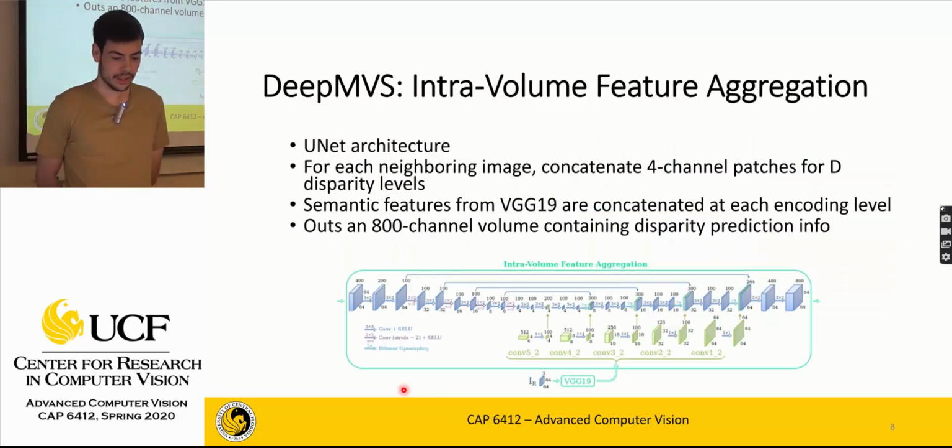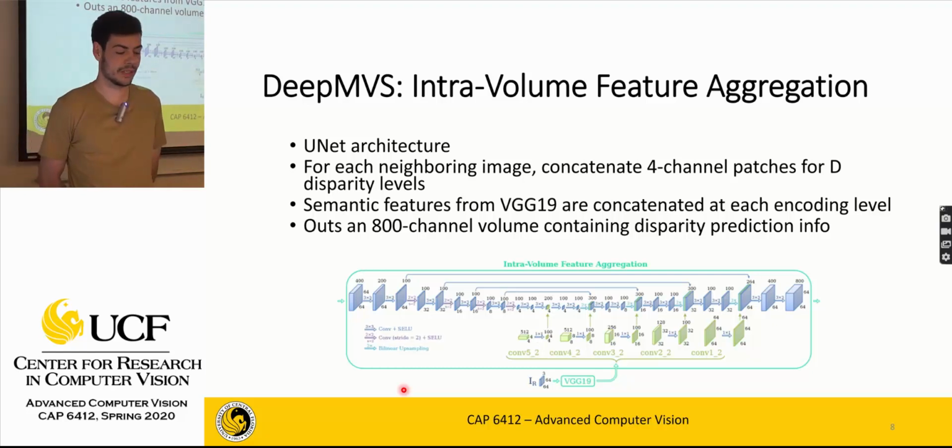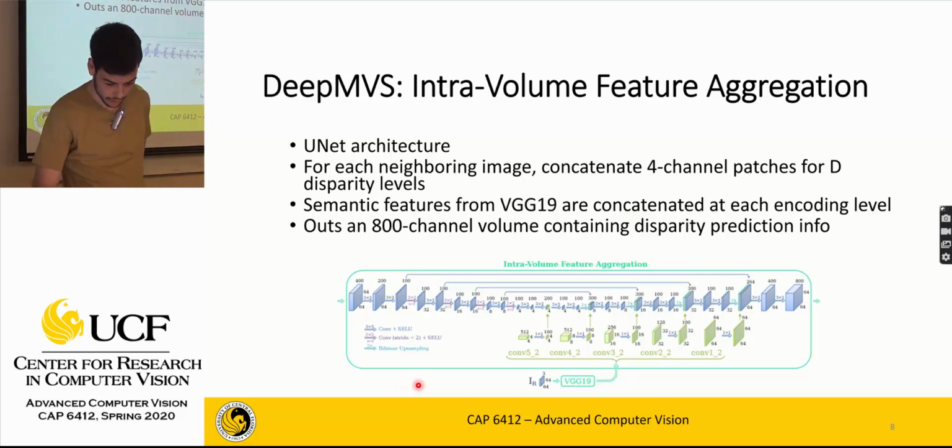So the next part of the network is the intra-volume feature aggregation. This is a UNet architecture that also encodes features from a VGG-based network. What it does is it takes neighboring images and concatenates the 4-channel patches that were taken from the previous network. While decoding and then encoding, the features from a VGG base, as shown down here, are encoded at every level of the encoding process. They're just concatenated on, and then once the channels are decoded, you're outputted an 800-channel volume, which essentially just describes the disparity within the whole image.